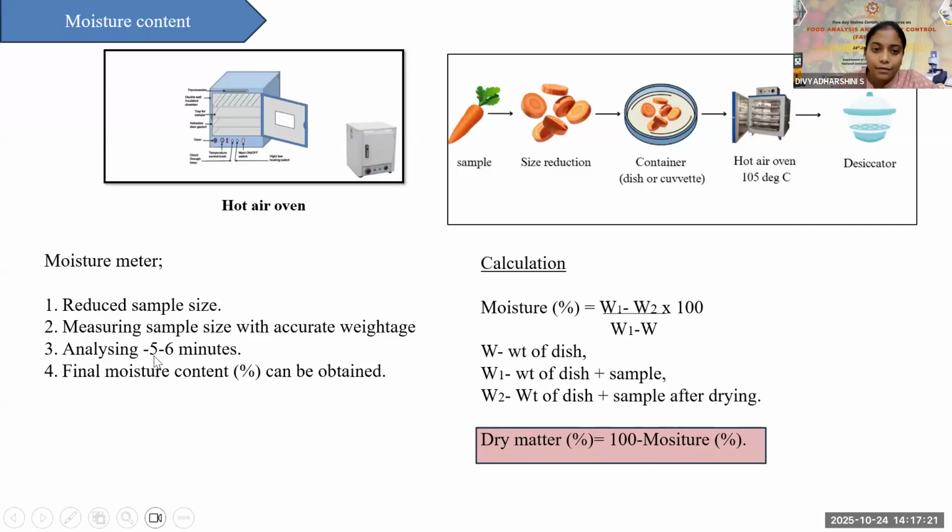In the moisture meter, I have a video demonstration also. We have to keep a reduced sample size, because if we keep more sample, it will take more time to determine. We measure the sample with accurate weight, then analyze for 5 to 6 minutes, and the final moisture content is obtained.